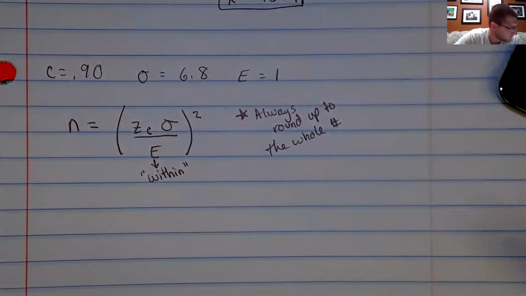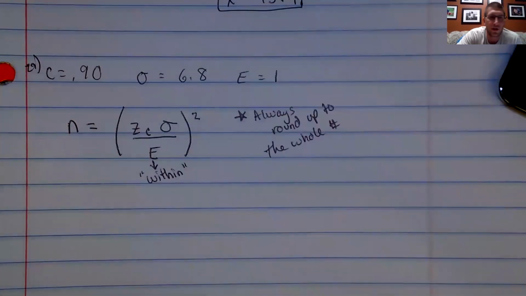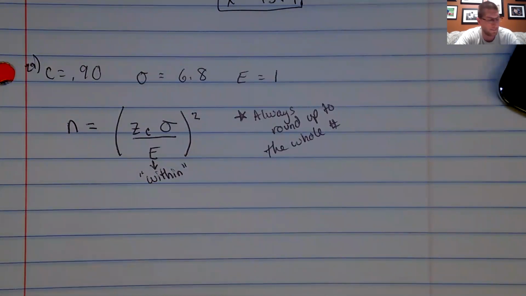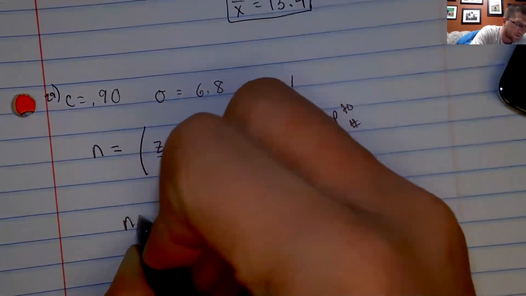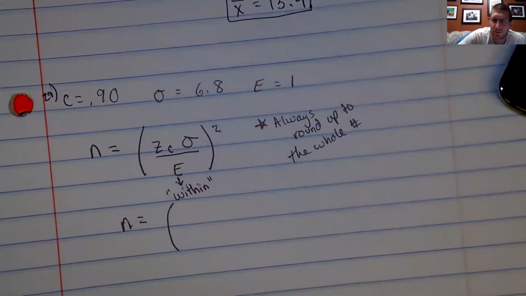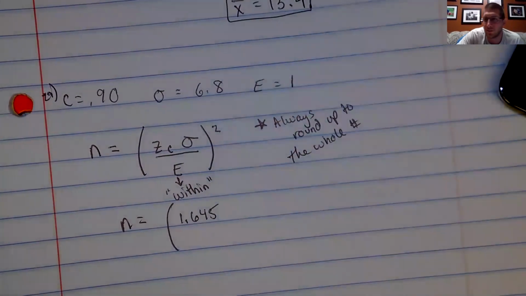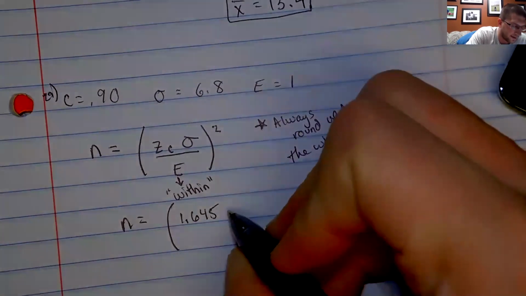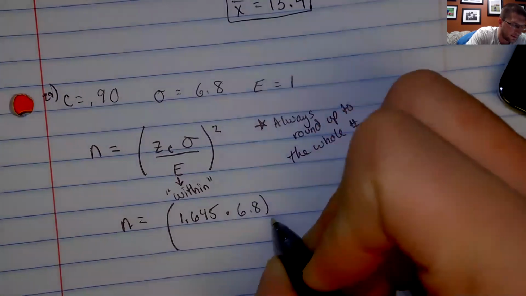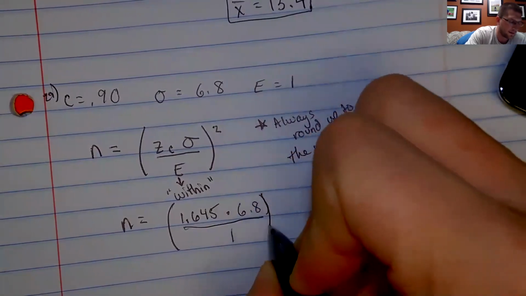So in this particular problem, this is one out of the book that I just grabbed. It's number 29, if you want to take a look at it. It says your confidence level is 90%, your standard deviation is 6.8, and your margin of error is 1. Find the minimum sample size necessary. So if I put my values into the formula, the z-score we have in our notes, right? It's for 90%, 1.645. And remember, that just comes from the inverse norm of 5%, half of what's left over. Multiply that by 6.8, divide it by 1, and then square it.